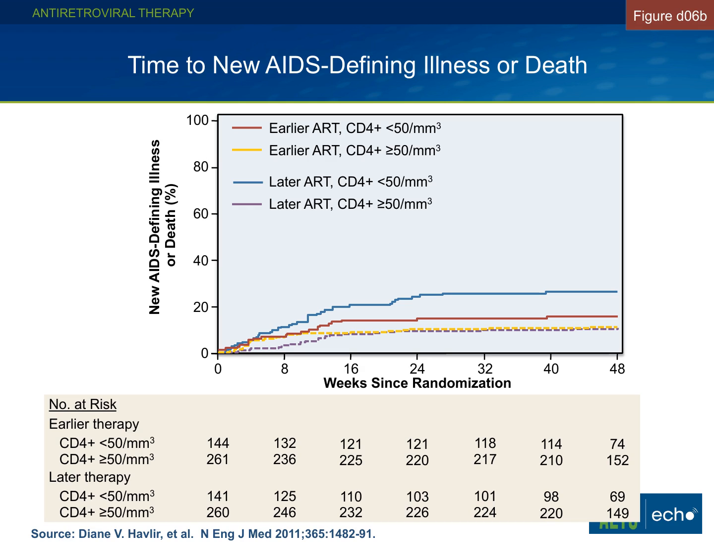In this particular figure, you want to look at comparing the blue line, which represents patients who started ART later and who had a baseline CD4 count less than 50, versus the red line, which represents patients who started antiretroviral therapy earlier and who also had a baseline CD4 count less than 50. So again, patients with very low CD4 counts had a significant survival benefit associated with earlier initiation of antiretroviral therapy.